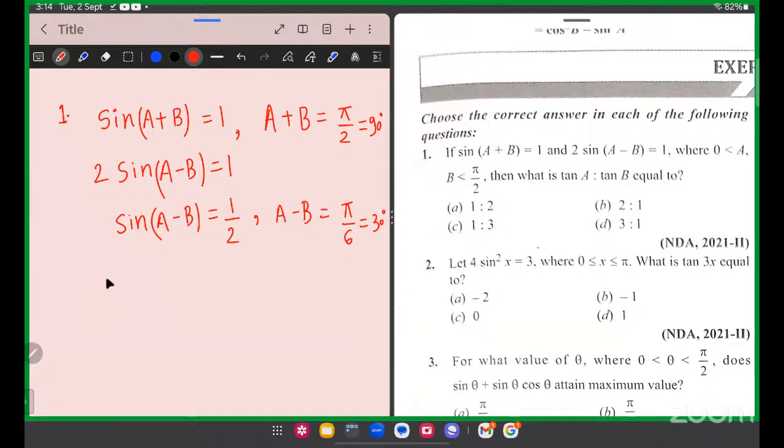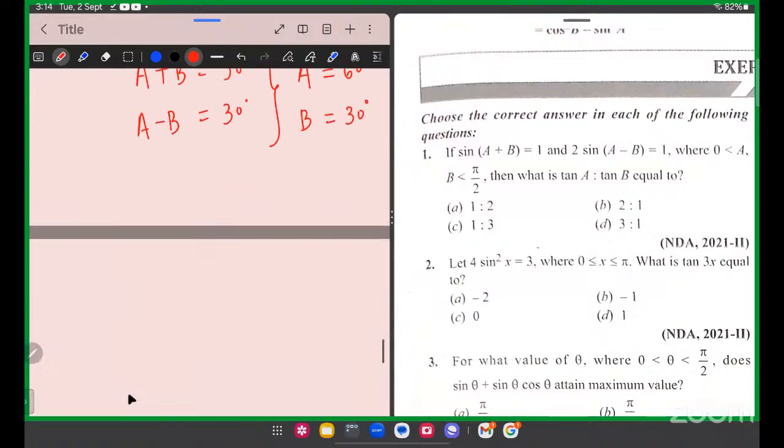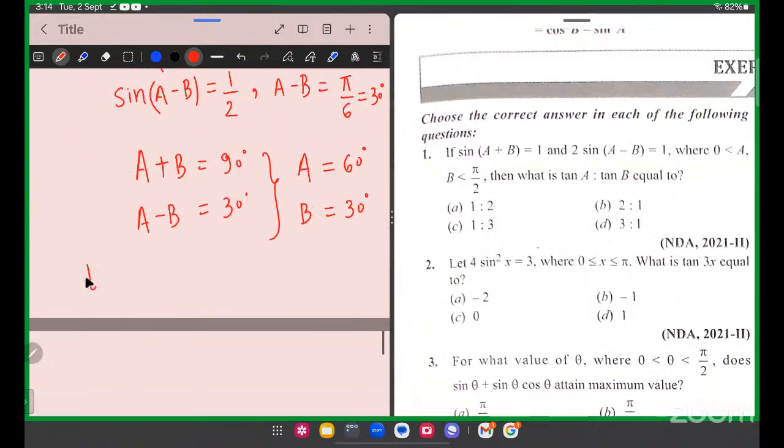So A plus B is equal to 90 is there in the first equation, right? And from the second equation, we have A minus B is equal to 30 degree. If you solve them, if you add both of them, you will get A is equal to 60 and B is equal to 30 degrees. And we are supposed to find out the ratio of tan A is to tan B.